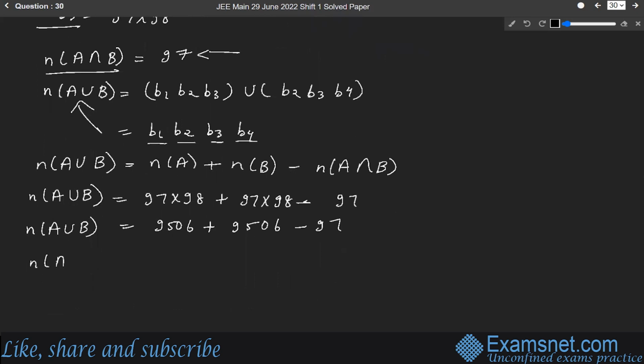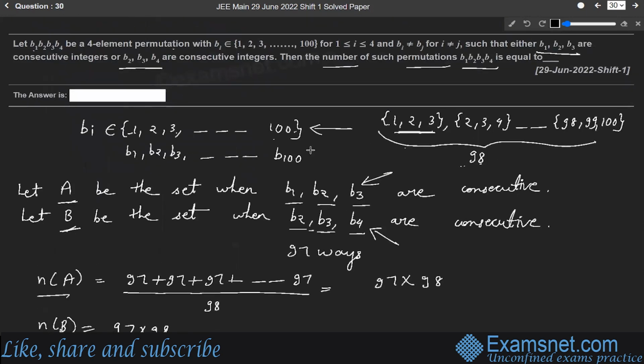So n of A union B will be equal to 9,506 plus 9,506, which is 19,012, minus 97. So this is equal to 18,915. So this is the value of n of A union B. What is n of A union B again? It is B1, B2, B3 and B4. Okay. So for this question, the correct answer is 18,915.